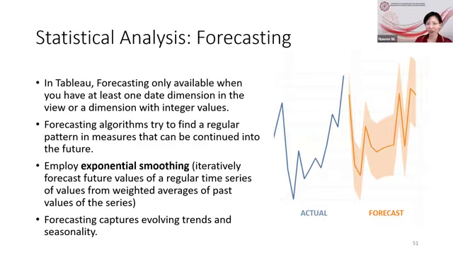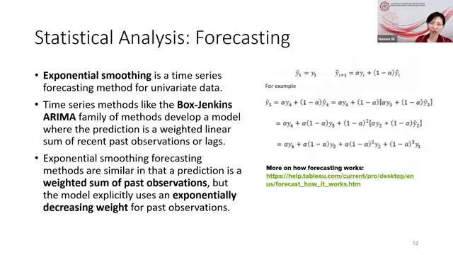What is the exponential smoothing model? Exponential smoothing is a time series forecasting method. Okay, just like the Box-Jenkins ARIMA family, but the exponential smoothing will give you a prediction from the weighted sum of past observations, and this weight will exponentially decrease for past observations.